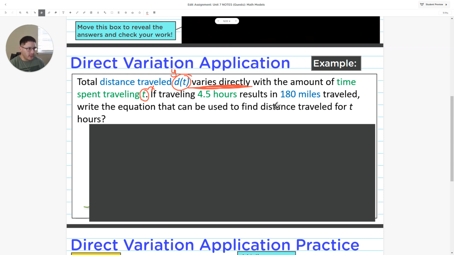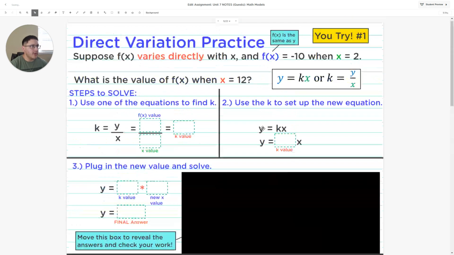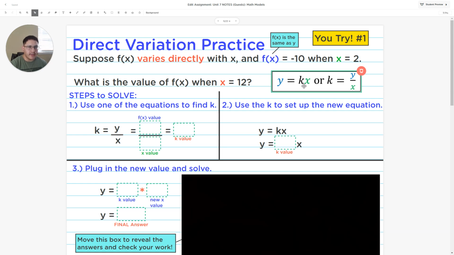4.5 hours results in 180 miles traveled, write the equation that can be used to find the distance traveled for t hours. So we're not trying to evaluate anything, we're instead trying to build the equation. So we need to see how we can get all of this and use it in our direct variation equations to build the equation. First off, we know varies directly means we're going to be using those two equations from right here. Y equals kx and k equals y divided by x. So we got to remember those two formulas, those two equations.